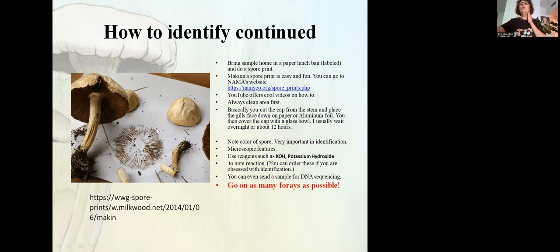Other people use reagents. And if you take one of our classes, we're gonna go into that. And so you can note the reaction. If you really, really need to know what it is, if you think it's an entirely different species, you could always send it off for DNA sequencing, which would be great.